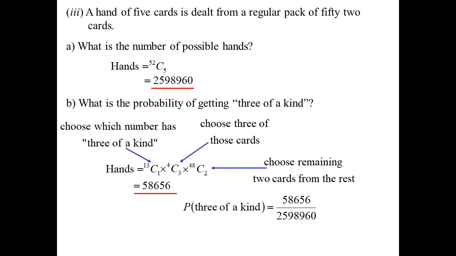Yeah. Therefore, the probability of being dealt 3 of a kind is around about 3.2% chance of getting 3 of a kind. In fact, that's how they work out which hand beats another hand. It's all based on the probability of getting it.